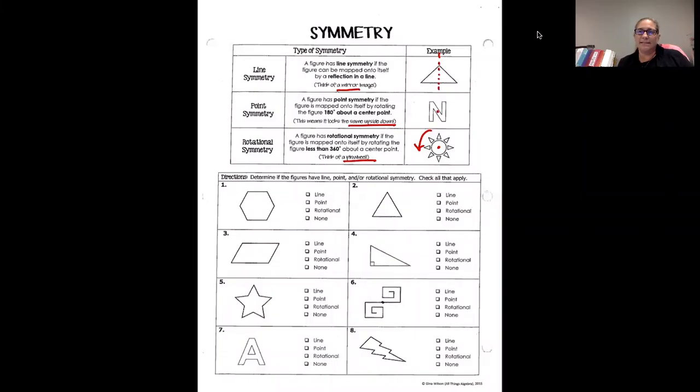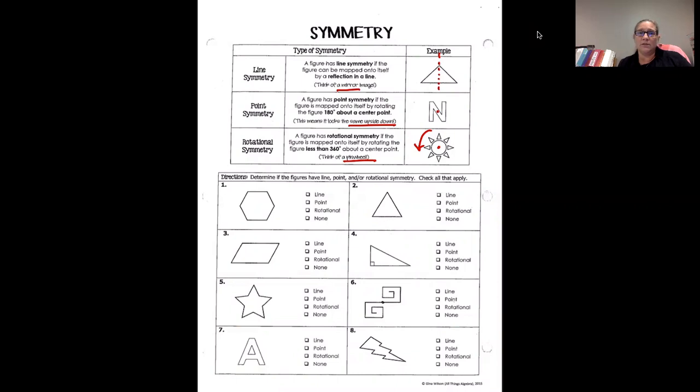Hey guys, today we're going to look at symmetry and dilations. First, symmetry. You've got some definitions and examples here at the top, and then we're going to look at some together. Keep in mind that figures can have more than one type of symmetry. So you can have a figure with line and point, line and rotational, all three, point and rotational, or just one.